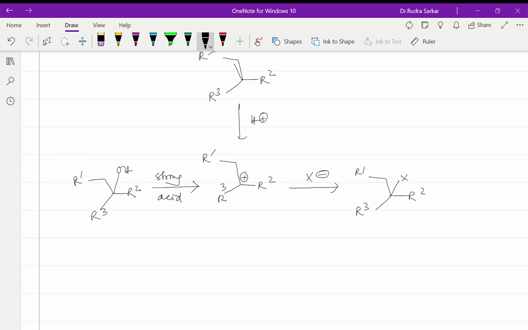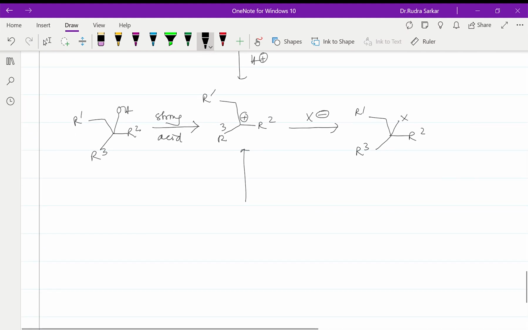All right, this molecule can also be produced from alkyl bromides as I am showing over here, using a polar solvent, because polar solvents will favor the formation of this type of carbocations.